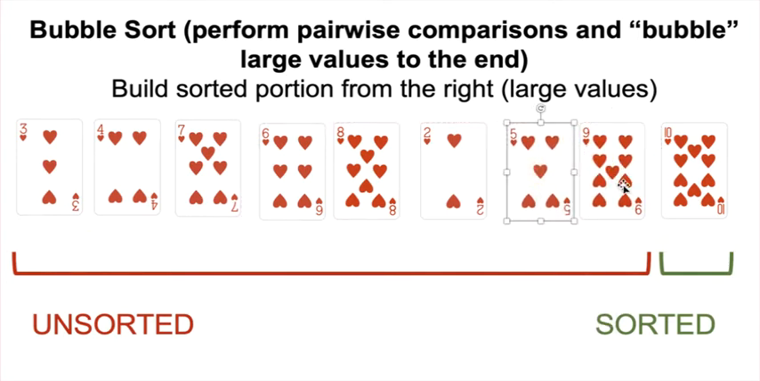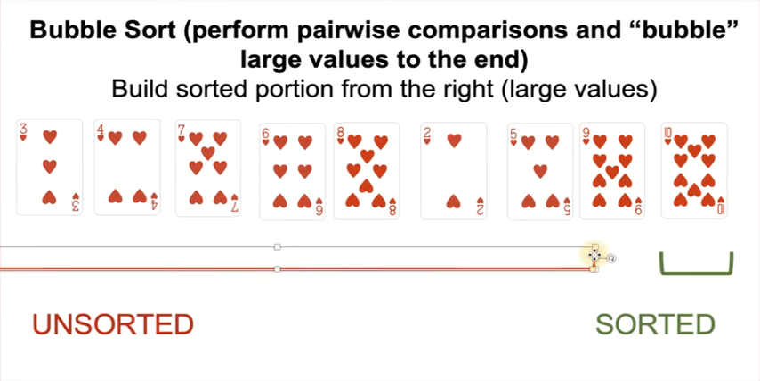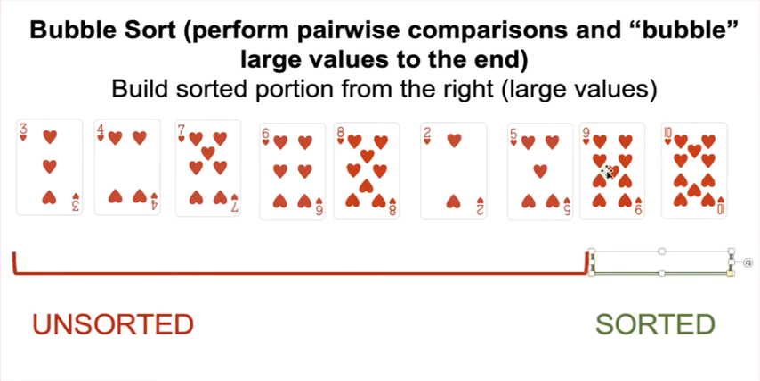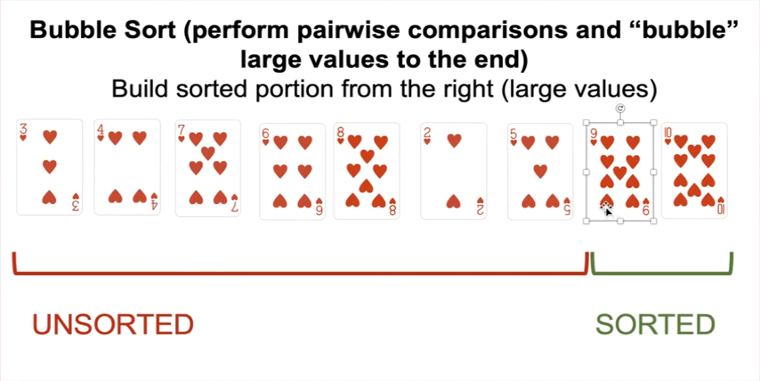9 has now reached its position. Unsorted portion shrinks by 1, and the sorted portion grows by 1. All right, that was the second iteration of bubble sort. Now we go through again.